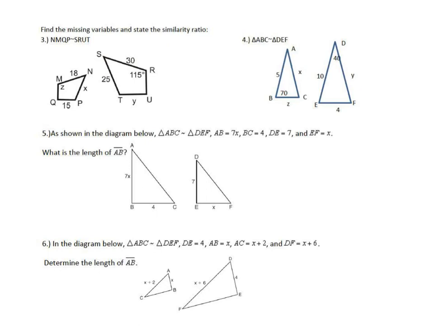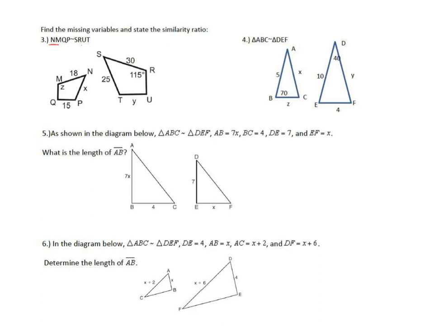Okay, for example 3, we need to find the missing variables. We have 2 defined, x and y, and then state the similarity ratio. So we know that NMQP is similar to SRUT. We don't have to decide that. We know they're similar. And we're going to find these missing sides. So let's look at what we do know. We're told that MN is 18. I'm just going to underline that here so I can see what that's going to match with on the other side.